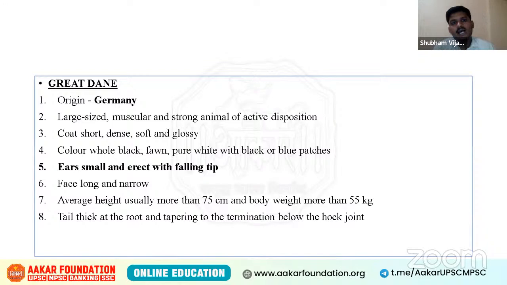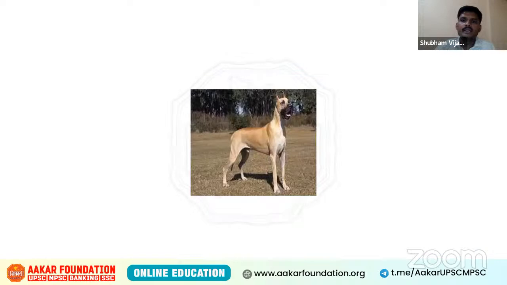This is again a large size, muscular, and strong animal. Coat is short, dense, and soft. Color could be black, fawn, pure white with black or blue patches. Ears are small with falling tips. Then face is long and narrow. Average height is 75 and weight is 55 kg. Tail is thick at the root and tapering to the termination below the hock joint. And this is the Great Dane dog, very tall, muscular, and strong.